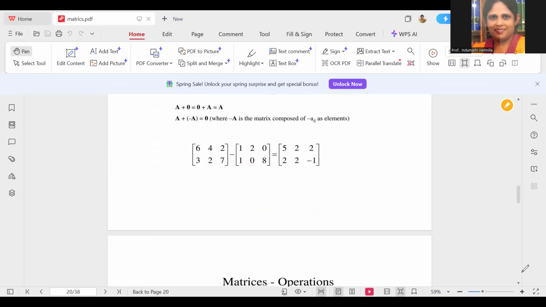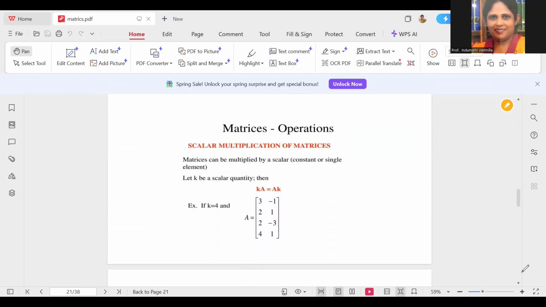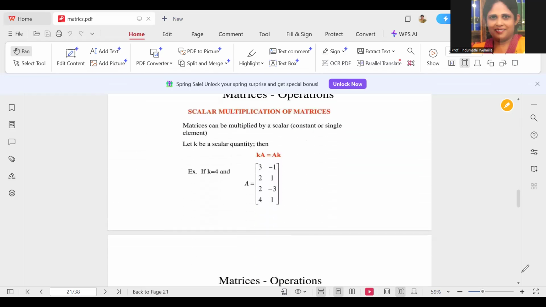Shall I move to my next slide? Yeah. Scalar multiplication of a matrix, right? Scalar multiplication means we can multiply a given matrix by a scalar, or constant value, right? This is also very easy.